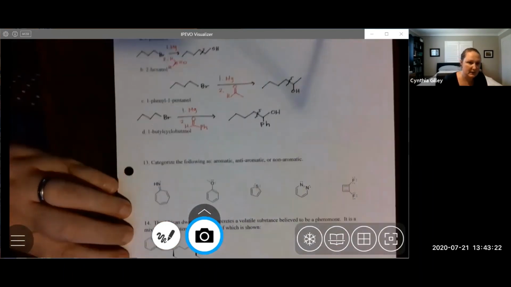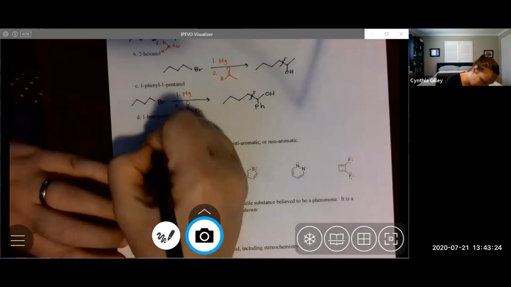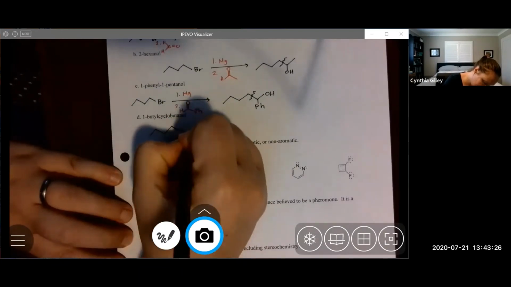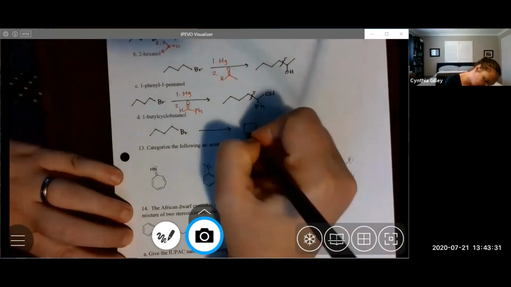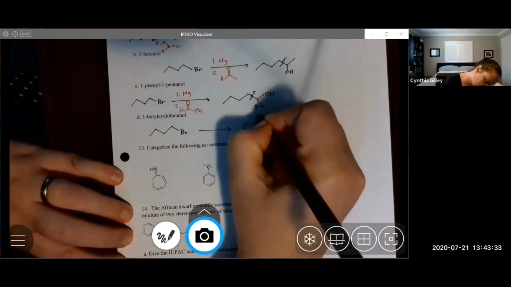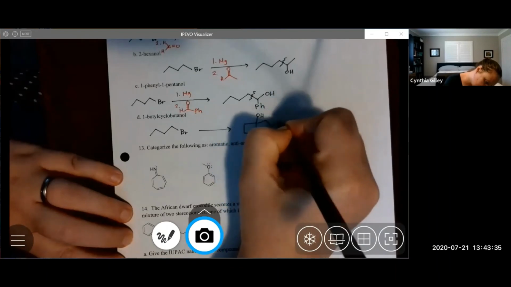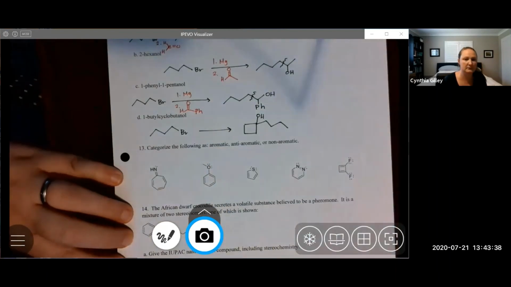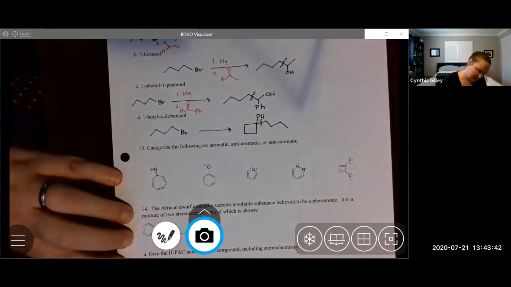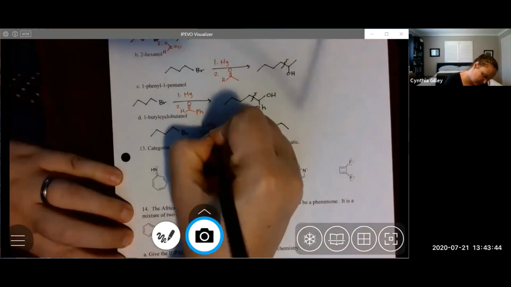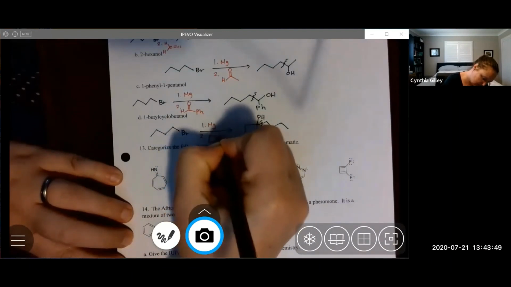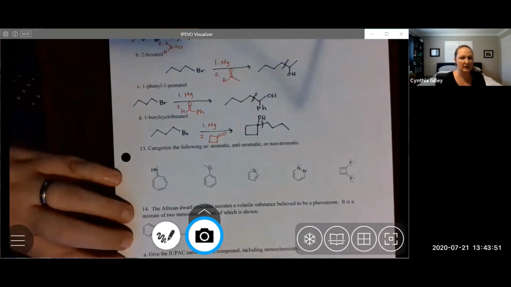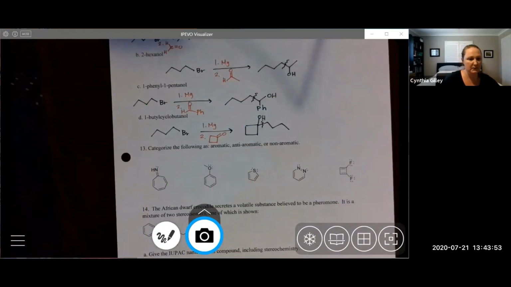Okay, the last one, we are making cyclobutanol and 1-butyl. 1, 2, 3, 4. So it looks like we are making this carbon-carbon bond. So in this case, we need a ketone to make a tertiary alcohol. Cyclobutanone would be the ketone that we want.